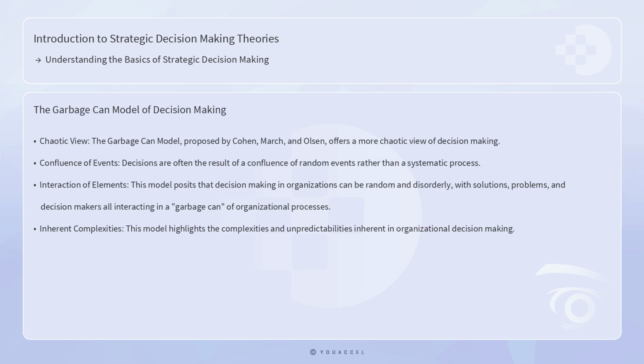The garbage can model, proposed by Cohen, March, and Olson, offers a more chaotic view of decision-making. This model posits that decision-making in organizations can be random and disorderly, with solutions, problems, and decision-makers all interacting in a garbage can of organizational processes. According to this theory, decisions are often the result of a confluence of random events rather than a systematic process. This model highlights the complexities and unpredictabilities inherent in organizational decision-making.